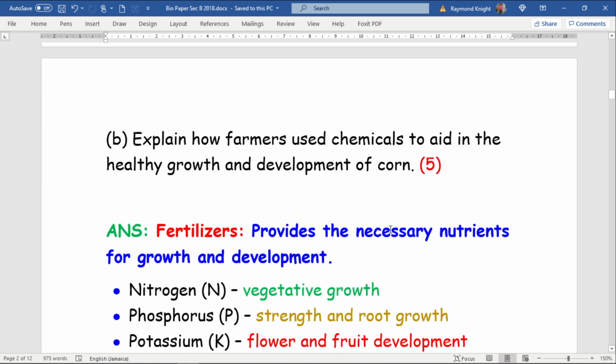Now, let's go to part B real quick. Part B says, explain how farmers use chemicals to aid in the healthy growth and development of corn.